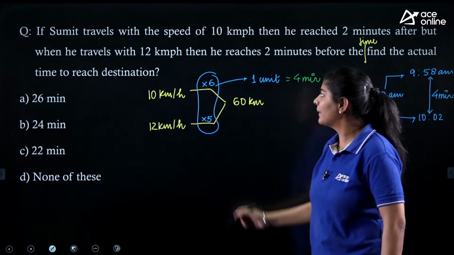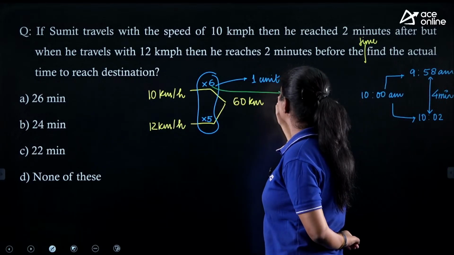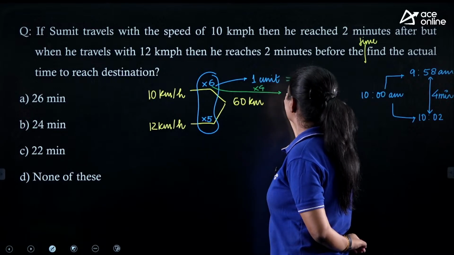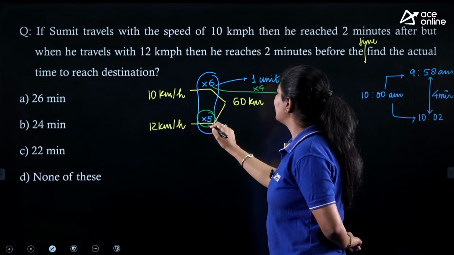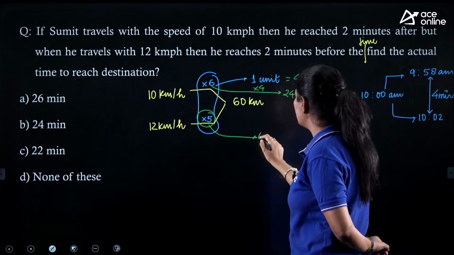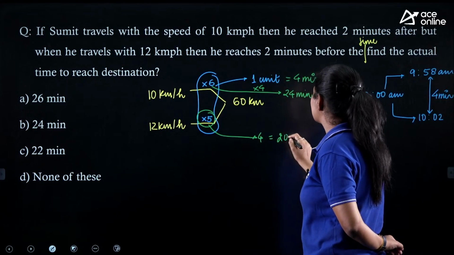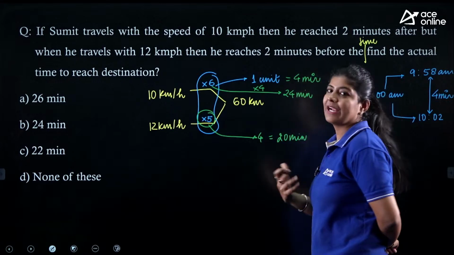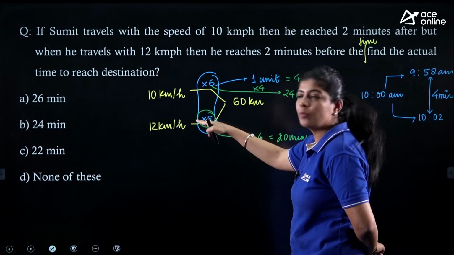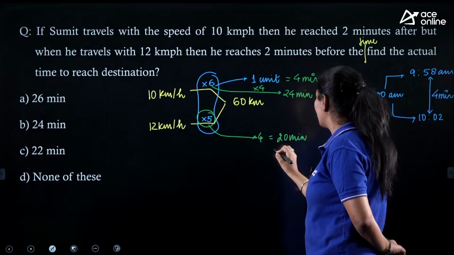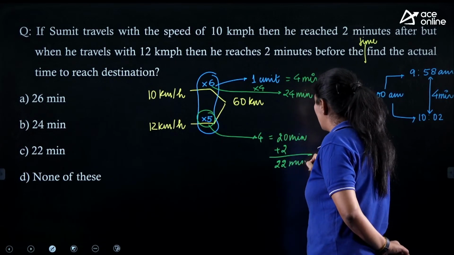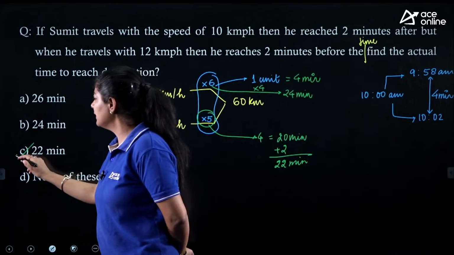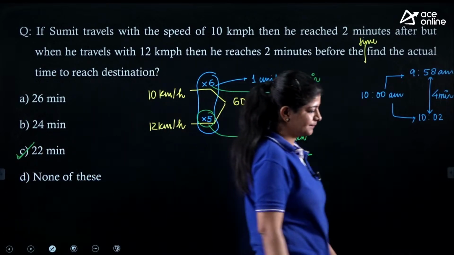It's a very simple one. Initially, if you multiply it by 4, you will get a time period of 24 minutes. And if you multiply it by 4, you will get 20 minutes. And you need to find out the actual time, as this is 2 minutes early. So 20 plus 2, the actual time is 22 minutes. Simple. Option number C is the correct one.